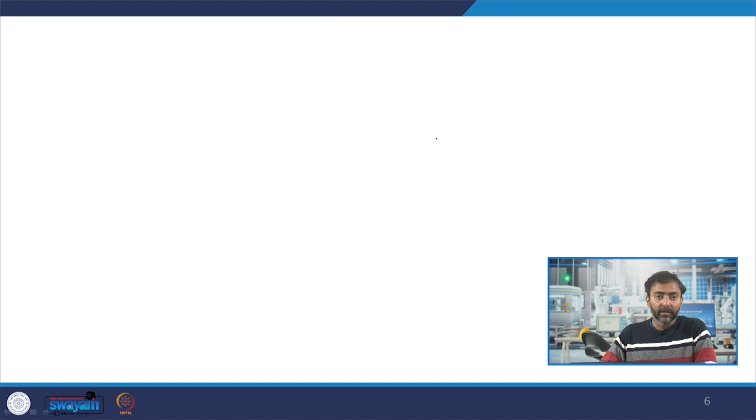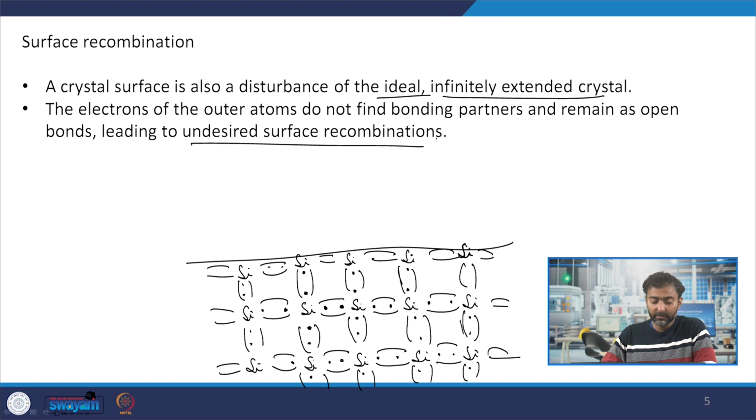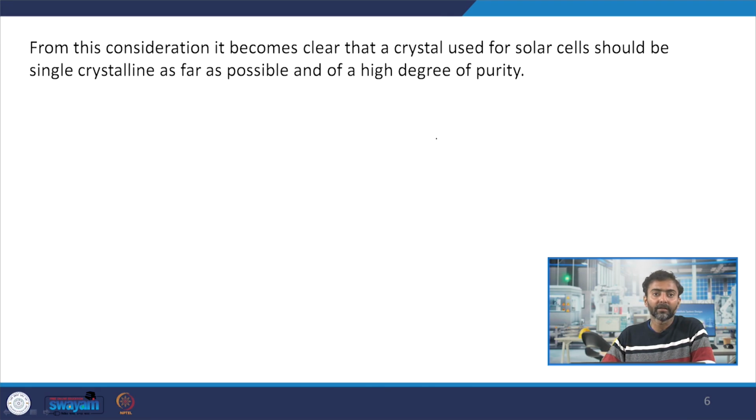Now what to do with it, what is the possibility, because obviously there will always be some surface there in the silicon crystal. So what do you suggest, how to deal with this? To deal with this, what we need to do is something given here.